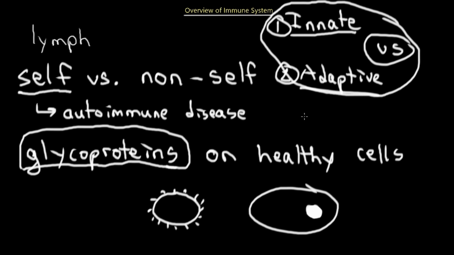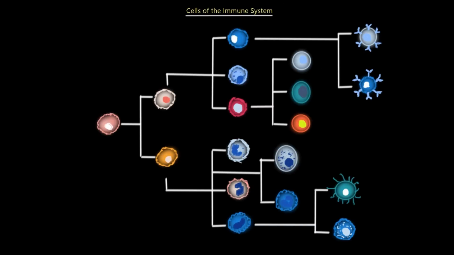There will be too much to cover in one video if we talk about everything that is involved with the immune system, so I decided to split it up into two videos. The first video will talk about an overview of the immune system. We'll mention the cells that are involved and what they do, and in the next video we're going to talk about the innate versus the adaptive immune response. So let's take a look at the cells of the immune system.